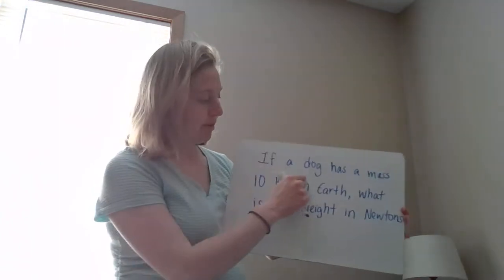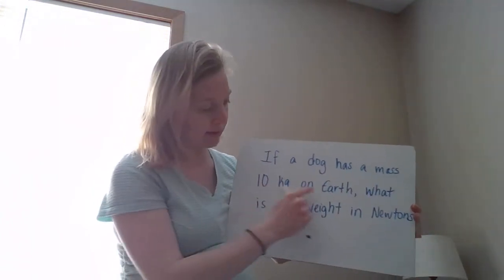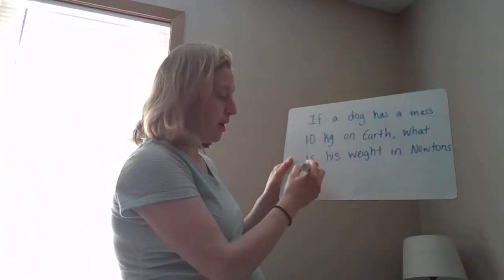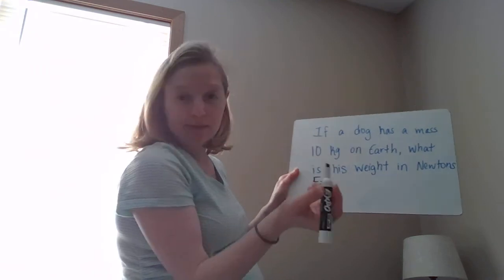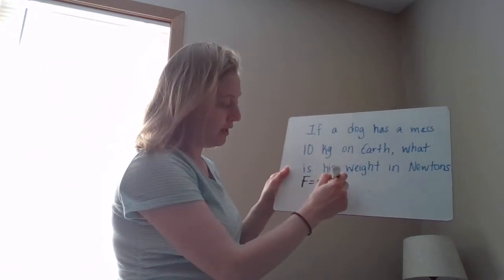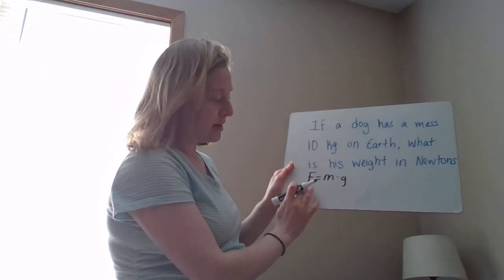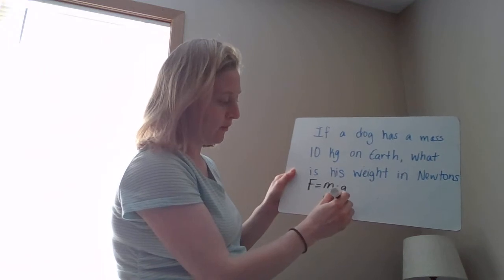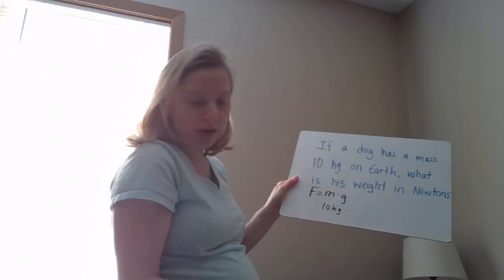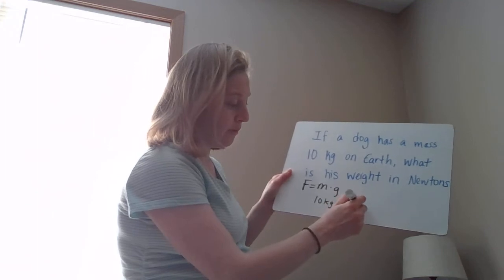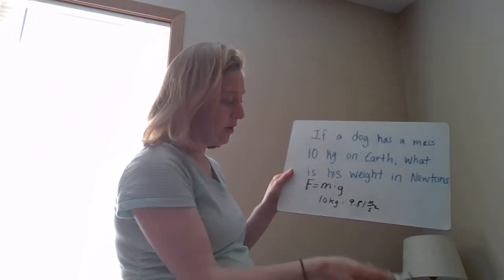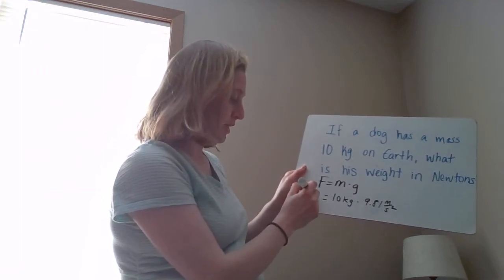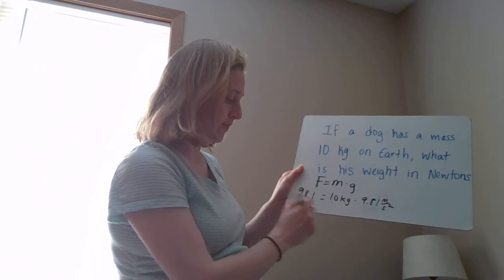Here's my example. If a dog has a mass of 10 kilograms on Earth, what is his weight in newtons? All right, well, if we're using the equation F equals m times a, or F equals m times g, the question is, what is his weight in newtons if he has a mass of 10 kilograms? What is g on Earth? 9.81 meters per second squared. So you'll simply be multiplying these two together to get your answer, 98.1 newtons.